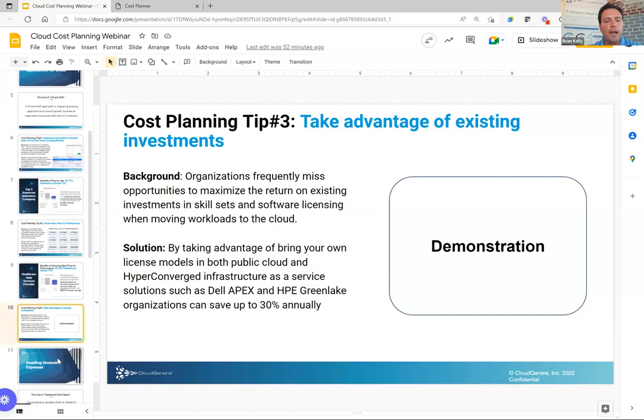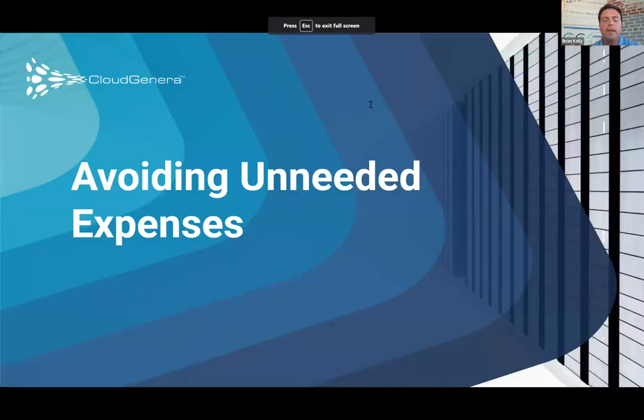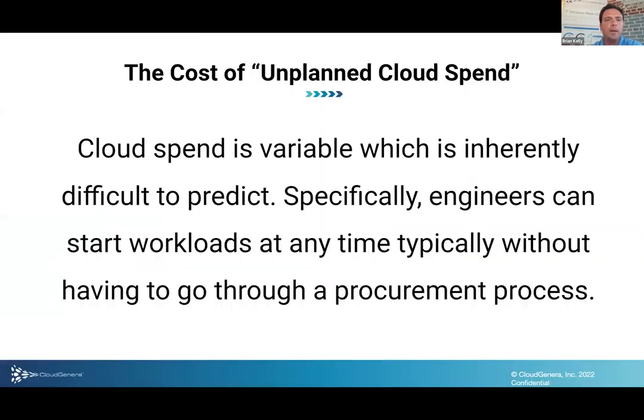That concludes the first aspect of the cost planning webinar today. The second scenarios that we're going to walk through are areas where, whether it's a new application or an existing application, through cost planning, we can find ways to avoid unneeded expenses.